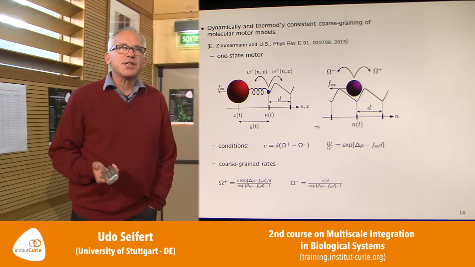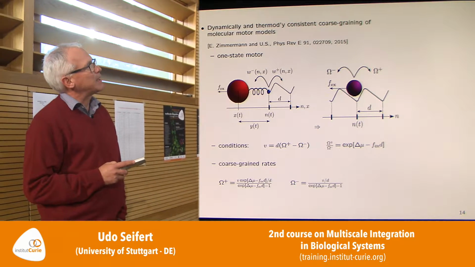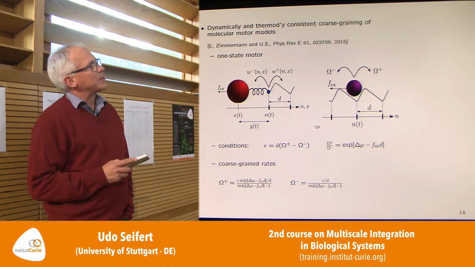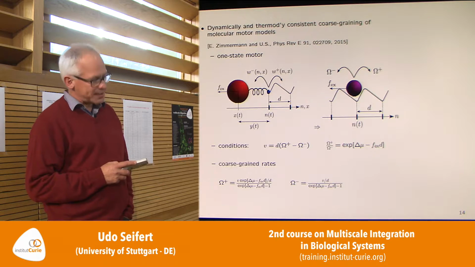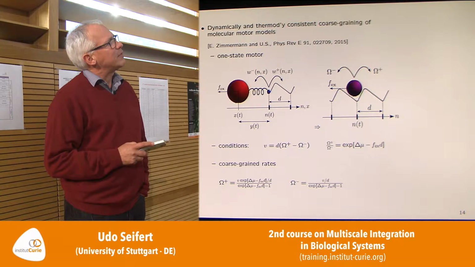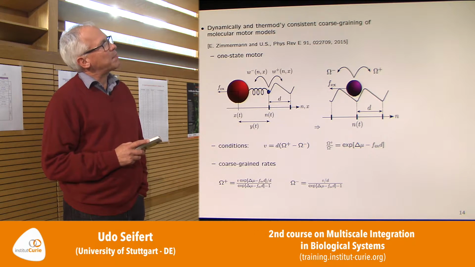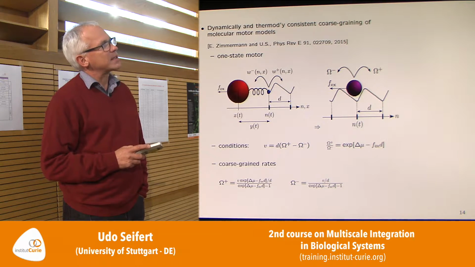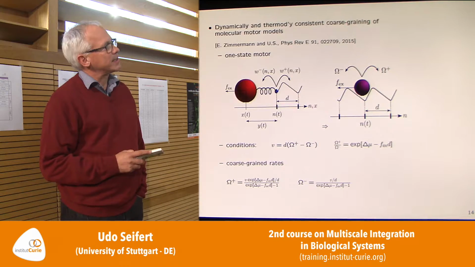I have to impose conditions, and I think two conditions are reasonable. First of all, I want to have the same mean velocity. And of course, in this case, the mean velocity is just the distance times the difference of the rates. And then, because I want to be thermodynamically consistent, I want the ratio of these capital omega rates to be given by the chemical potential difference. And if I apply a force times distance, I have to put in the exponent. That's a kind of minimal requirement. Okay, these are two conditions, two unknowns you can easily solve.